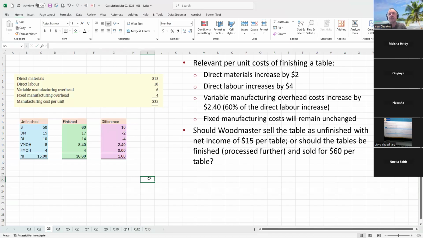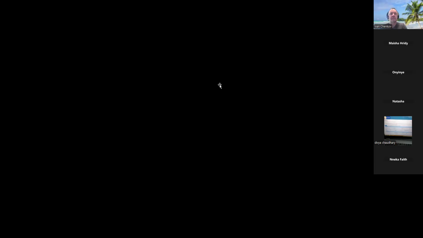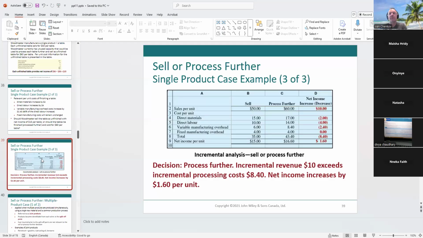Shall we process further? Yes, absolutely, yes. Okay, let's go back to the slides. And how are we going to do this? This is another way to do it, pretty much the same way that we did it.